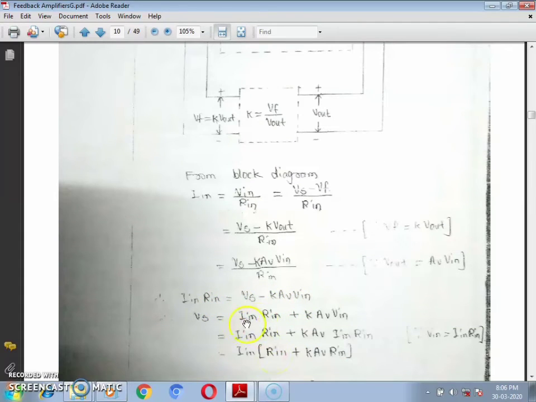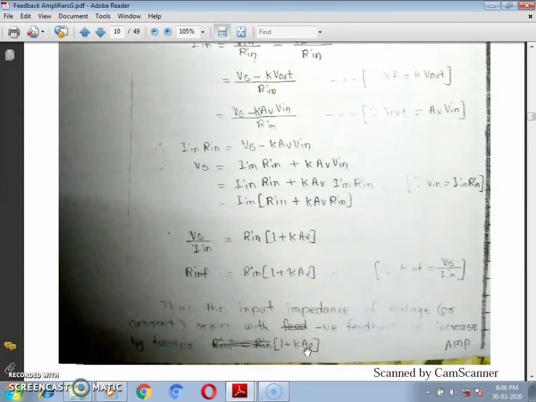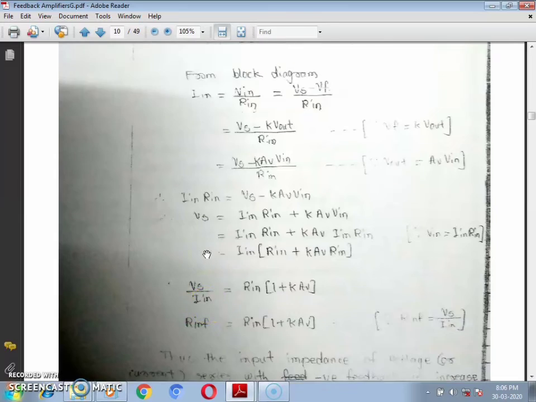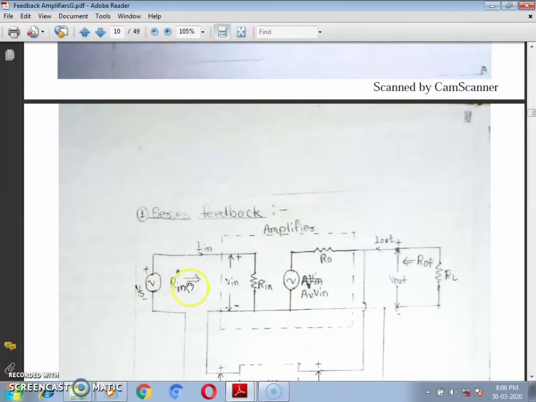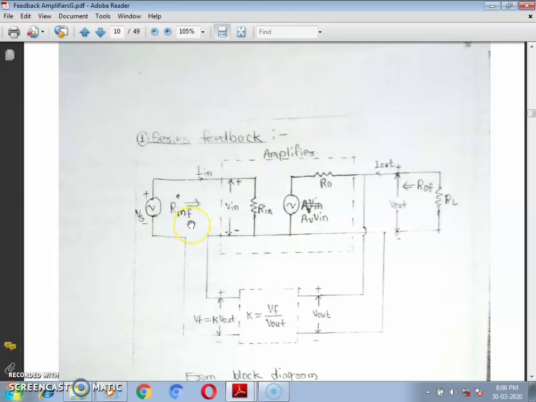Slightly rearranging these expressions, finally we will have Vs is equal to In times Rin plus K times AV Rin. By taking Rin as common, we will have Rin times 1 plus K AV. So finally we will have Vs divided by Rin. But what is Vs divided by Rin? Vs divided by Rin is nothing but the input impedance measured at the basic amplifier considering the feedback network, which is labeled as Rin F. So we will write this as Rin F is equal to Rin times 1 plus K times AV.